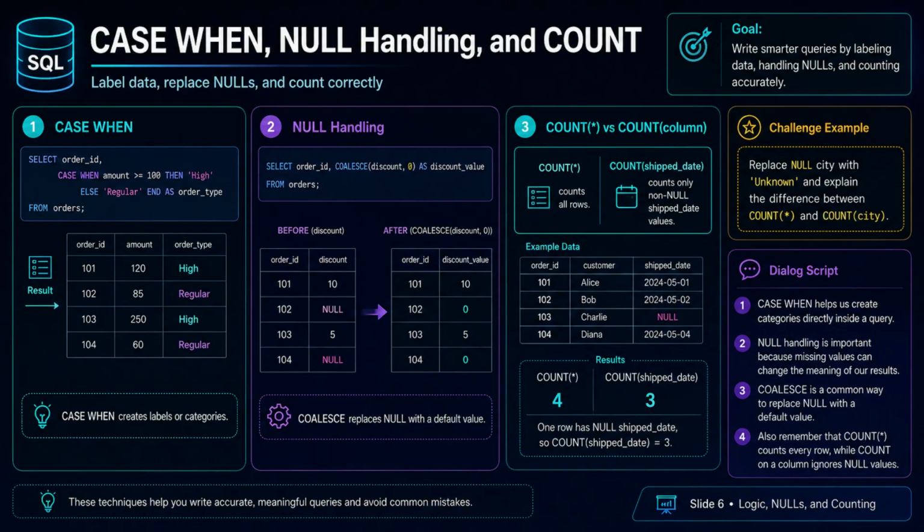It's also worth noting that COUNT star counts every single row in a table, including those with null values, while COUNT column name only counts the rows where the specified column has actual data, ignoring any null entries. This distinction is important when we're trying to get accurate statistics, such as the number of customers who have provided their email addresses versus the total number of customers in the database. Understanding this difference helps us write more precise and meaningful queries.